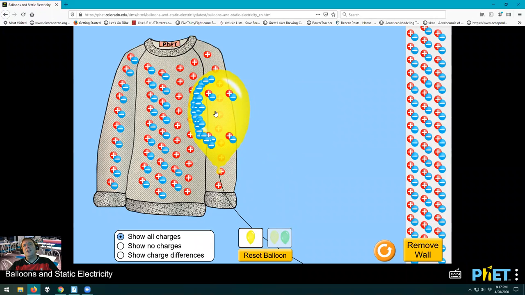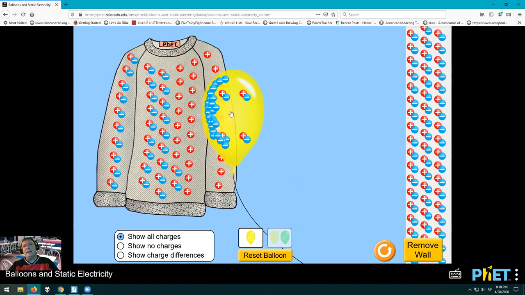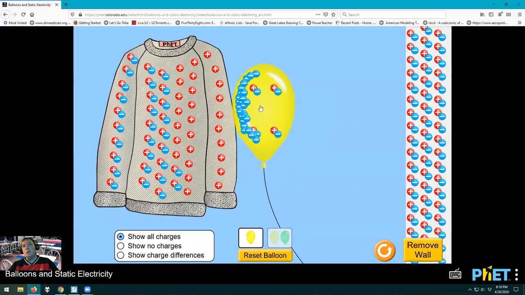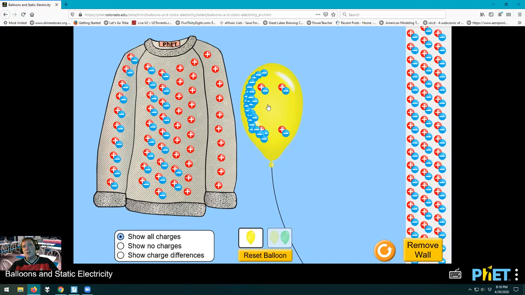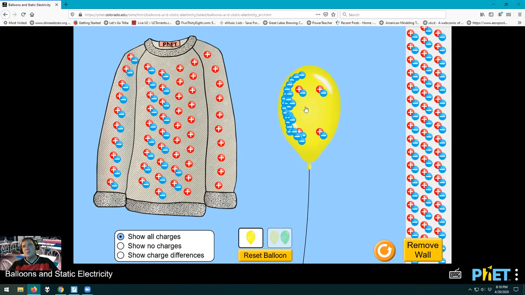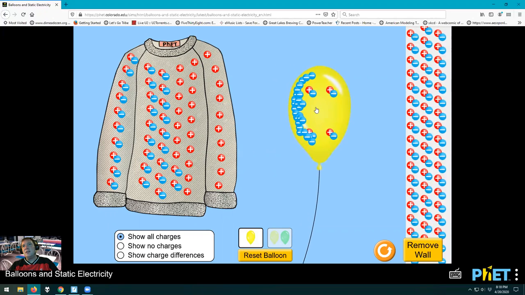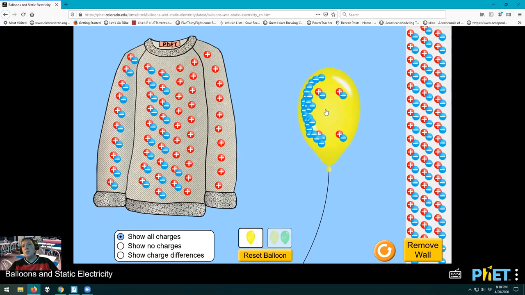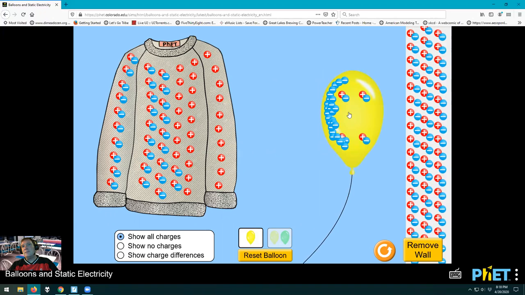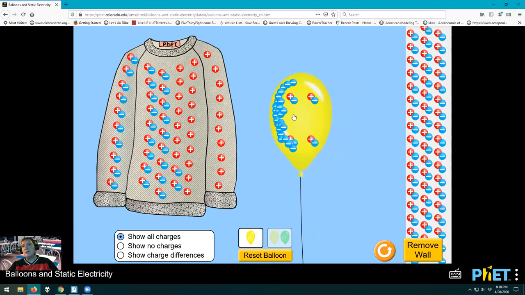But the thing that I really want to explore right now is what happens if I move the balloon towards the wall. Now the balloon is charged and the wall is not charged. The wall has equal numbers of positive and negative stuff. And as I move the balloon closer and closer to the wall, maybe you can already see that the negative charges in the wall are creeping a little bit away. I'll move the balloon back.